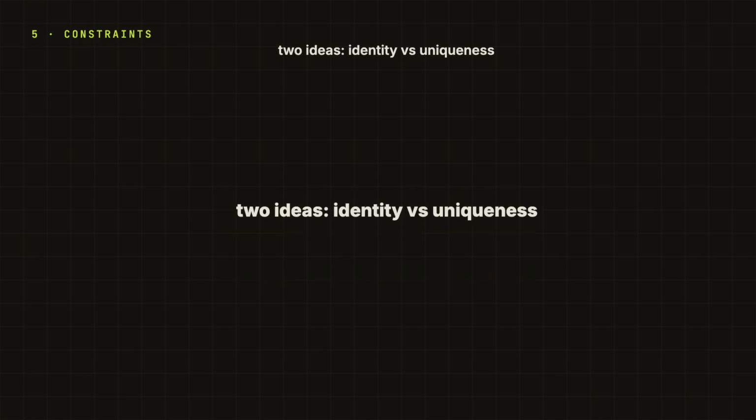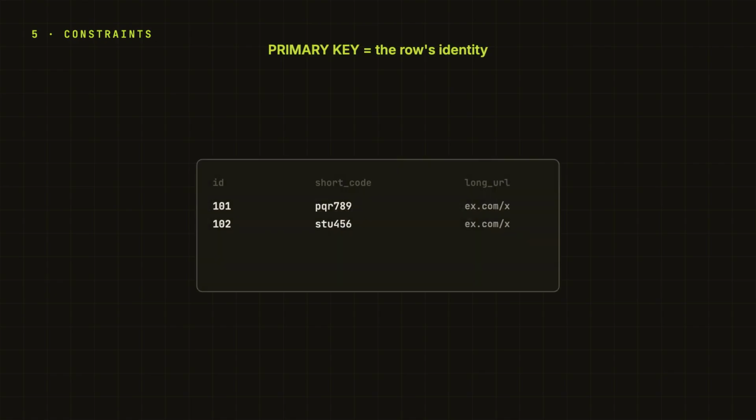Now, we need two different ideas: identity and uniqueness. A primary key is the row's identity. In a short links table, maybe ID is the primary key. It is not null and it uniquely identifies one row. So even if two links point to the same long URL, they still have different row IDs. But shortcode has a different rule. It is not the internal identity of the row, but it must still be unique because slash ABC123 can only mean one thing. That is a unique constraint.